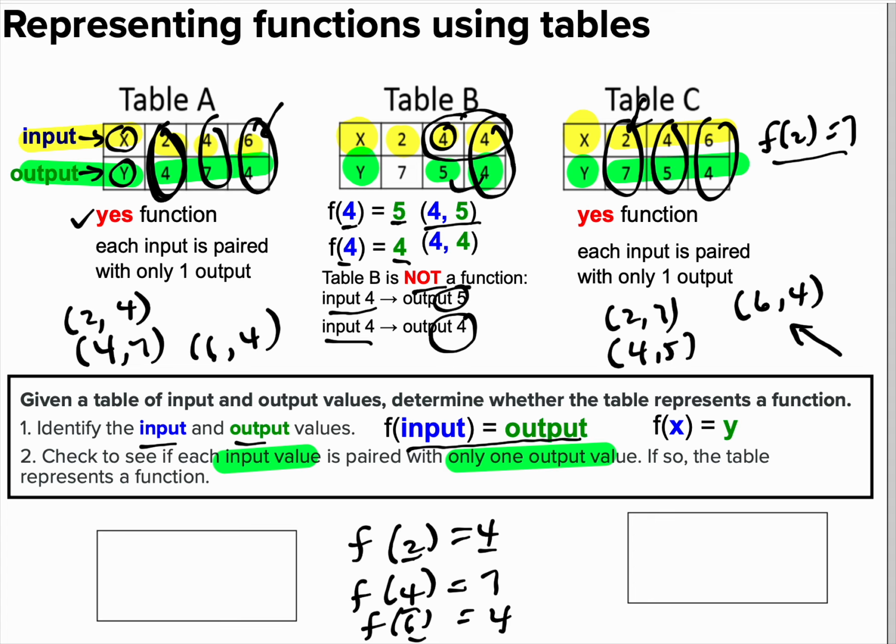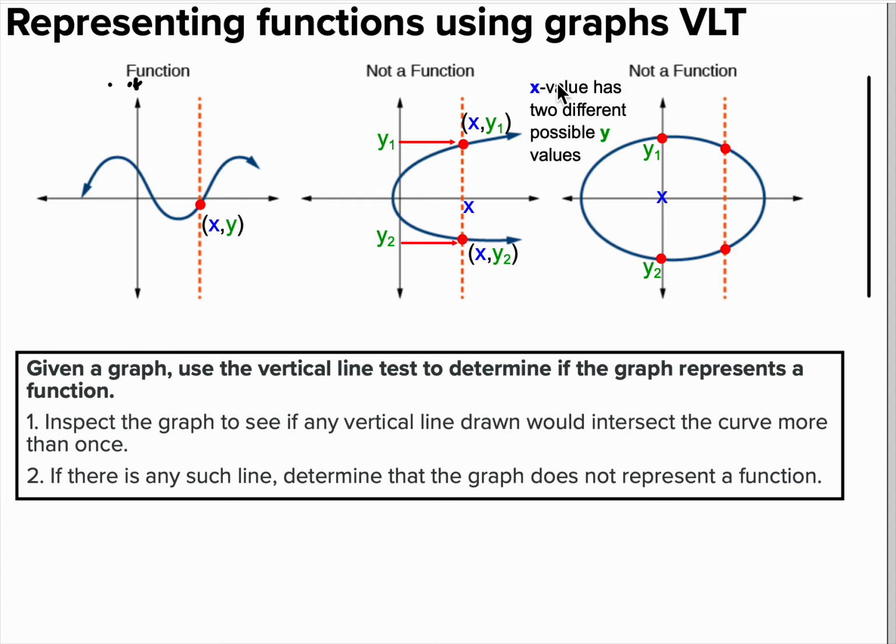Speaking about graphing, if we are given a graph and we want to determine if we have a function, we use what we call the vertical line test. All that means is that I take a vertical line like this and sweep it from left to right across my graph, and so long as no matter where I place this vertical line, it only crosses in one spot, it's only going through one point.